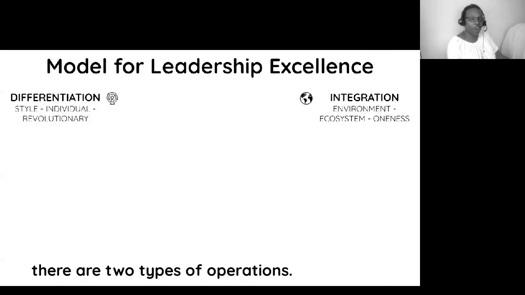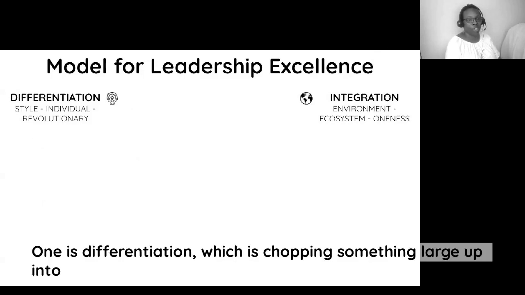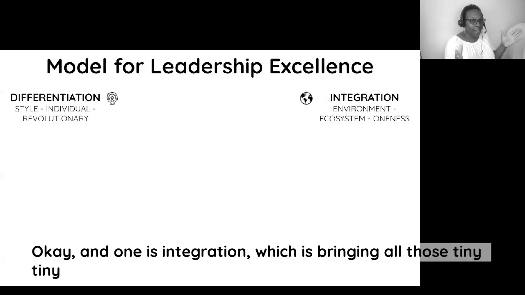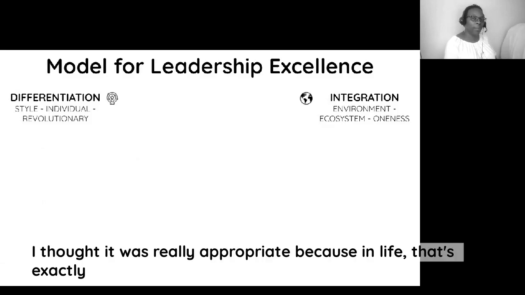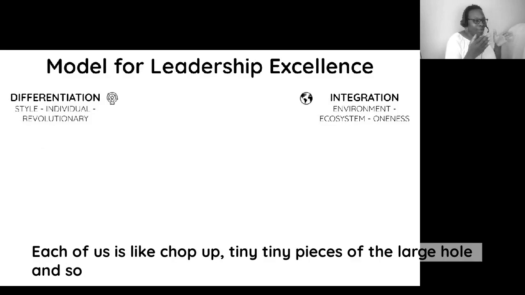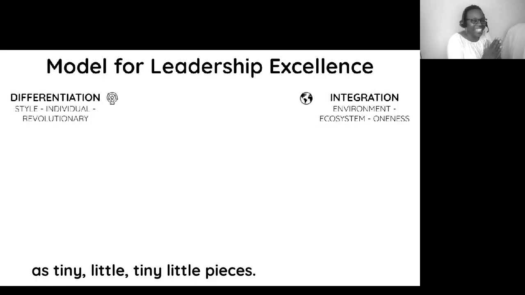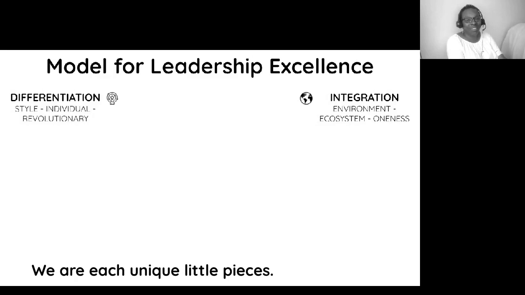Now, in math, there are two types of operations. One is differentiation, which is chopping something large up into tiny, tiny pieces. And one is integration, which is bringing all those tiny, tiny pieces together and finding out how much they are. And so I thought it was really appropriate because in life, that's exactly how it is. Each of us is like chopped up tiny, tiny pieces of the large whole. And so, as tiny little pieces, we're each unique little pieces.